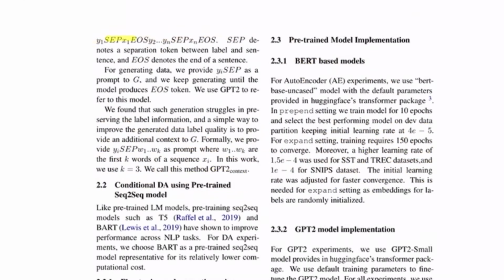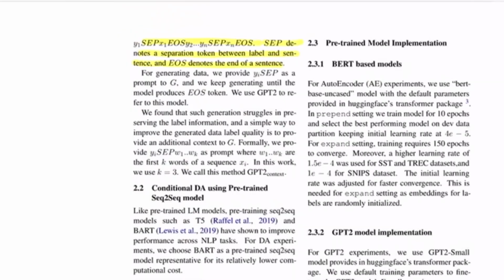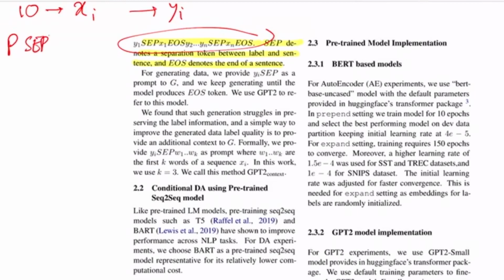For auto-regressive models, they're saying that for fine-tuning GPT-2, we create a training dataset by concatenating all the sequences, with a separation token between label and sentence, and EOS denoting the end of the sentence. Let's say you have 10 reviews, where each of the words in a review is denoted xi, and each review has a label yi. You concatenate all the 10 reviews in such a fashion: you have, say, positive sentiment, then a separator token, which hints your model towards considering class label and input differently.